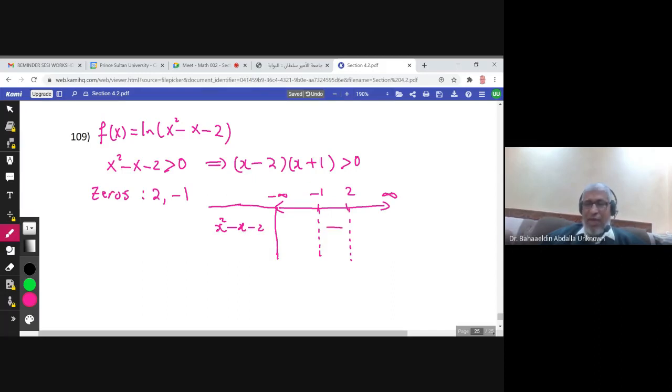So here, the sign of x squared minus x minus 2 is negative. If you take a number greater than 2 and replace x by 3, for example, you will find it positive. If you take negative 2 or negative 3, a number between negative infinity and negative 1, and replace x by that number, negative 2 squared, for example, minus negative 2, you will find it positive. We need this quantity, x squared minus x minus 2, to be greater than 0, meaning positive. So this is the solution, and this is the solution. So the domain would be from negative infinity to negative 1, union from 2 to infinity.